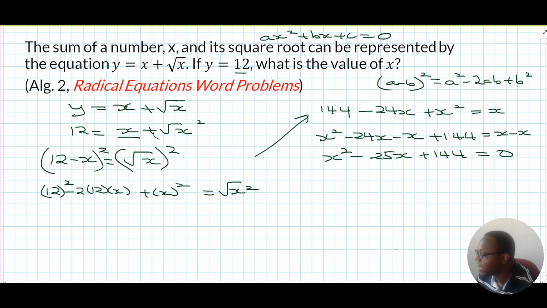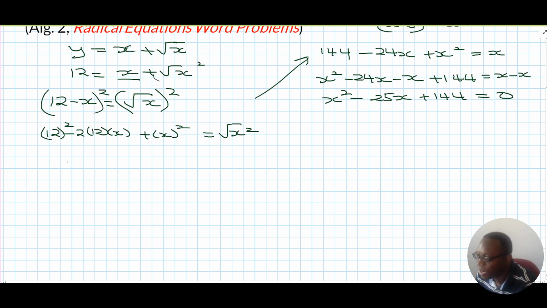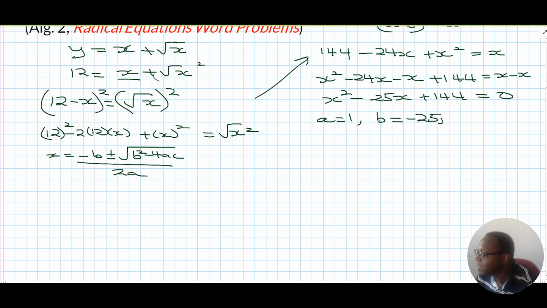Okay, so I'm going to use the quadratic formula here. It's a lot easier to work with. The quadratic formula is x equal to negative b plus or minus the square root of b squared minus 4ac, over 2a. And then I'm going to look here. I see a is equal to 1, b is equal to negative 25, and c is equal to 144. Now I'm going to put this in here. I'm going to show you the other method. We can use that too, but let's start with this and then we'll look at the other method.